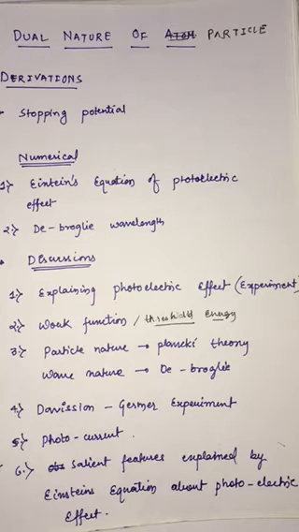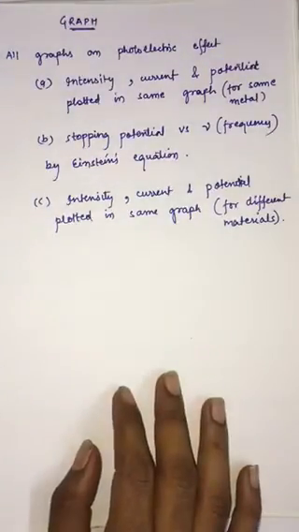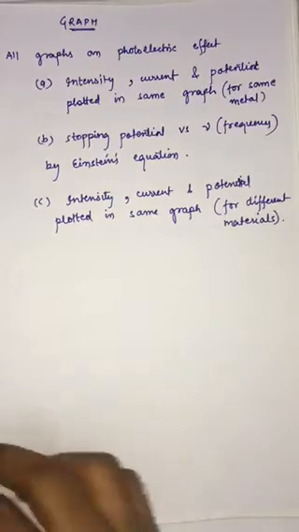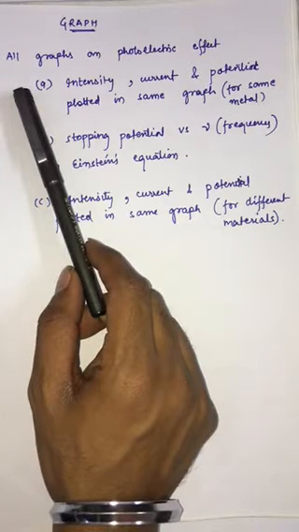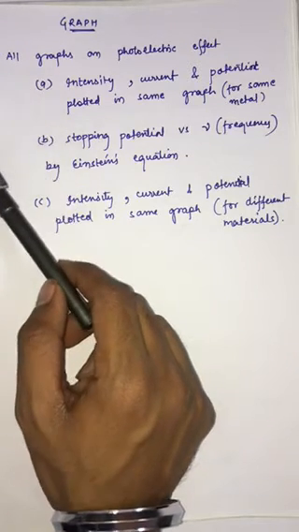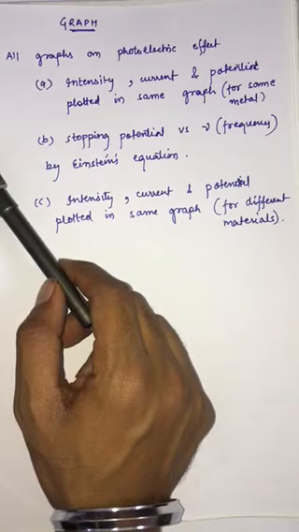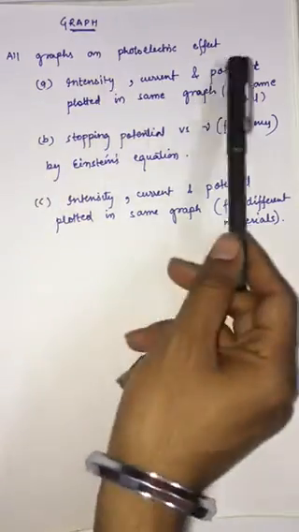Then the sixth thing, which is very important, is all the features explained by Einstein equation about photoelectric effect. So you need to know the basic physical phenomena that are being explained by Einstein's equation. Then graphs from this chapter are important, because there are graphs that are not being very nicely explained in NCERT. So you need to understand the outline points to be remembered for every graph. So basically all the graphs on photoelectric effect.